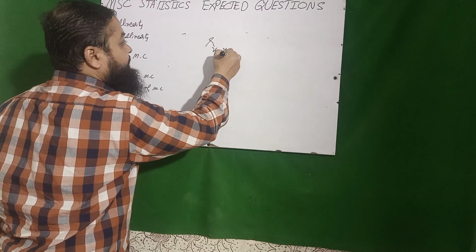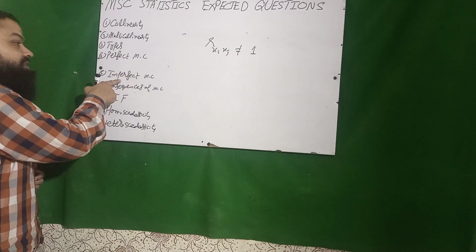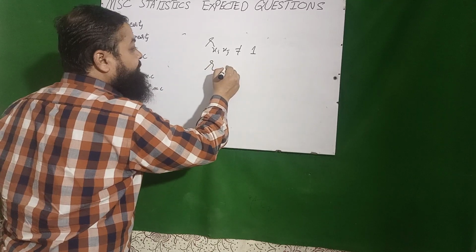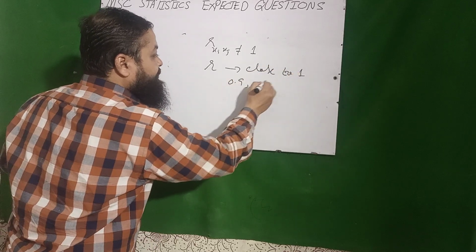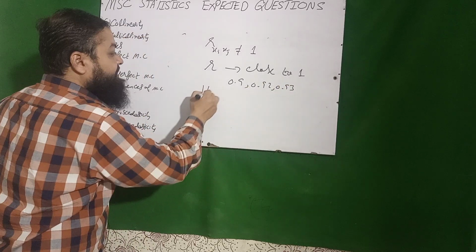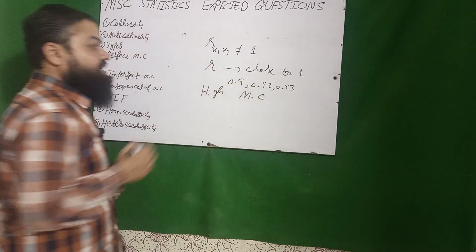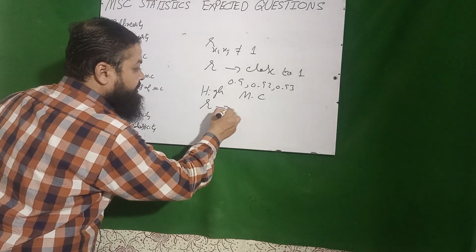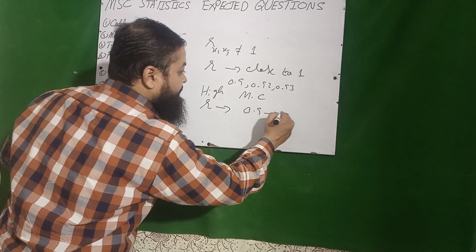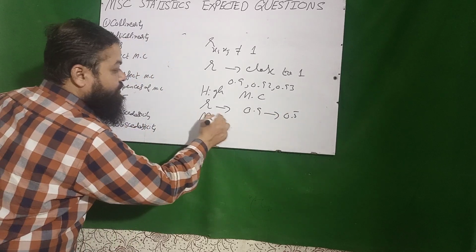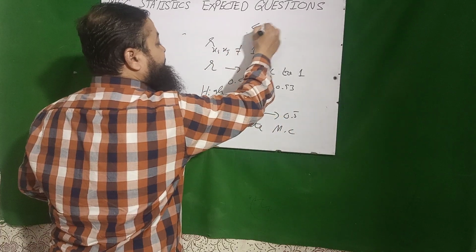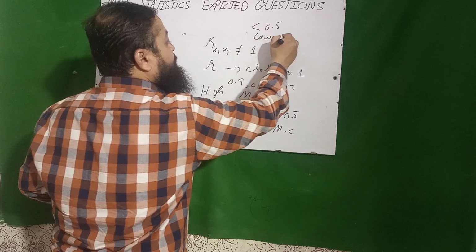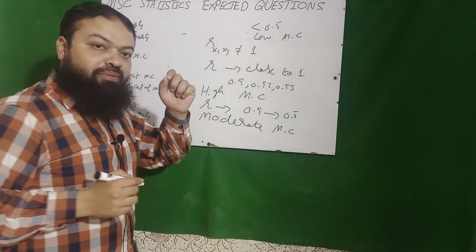If r xi xj is not equal to 1, there is imperfect multicollinearity. And if r is close to 1, not equal to 1, it is close to 1, let's say 0.9, 0.92, 0.93, we will say there is high multicollinearity, a very important concept. And if the correlation is between the range of 0.9 to 0.5, we say that there is moderate multicollinearity. And if the correlation coefficient is less than 0.5, we say that there is low multicollinearity between the explanatory variables, a very important concept.